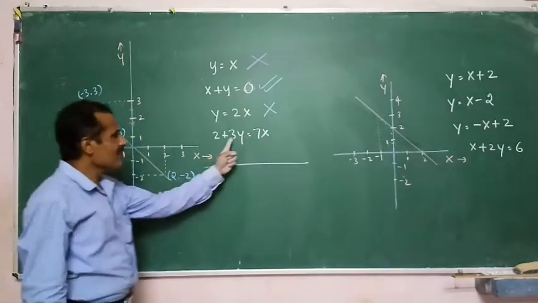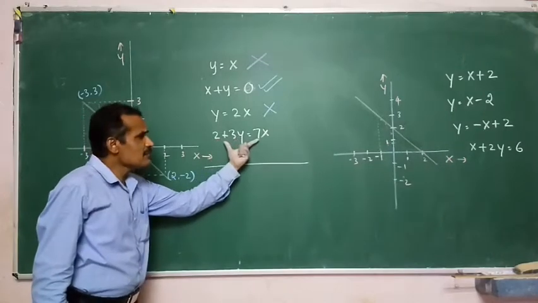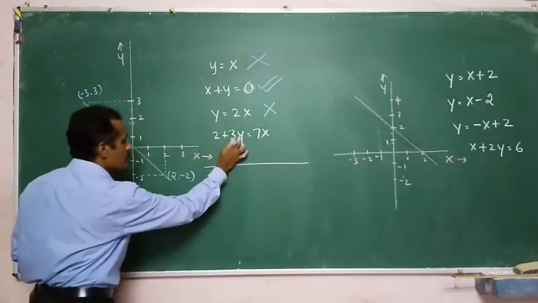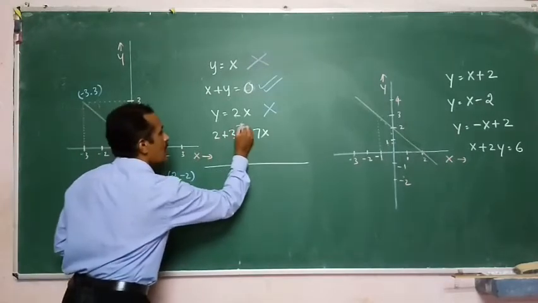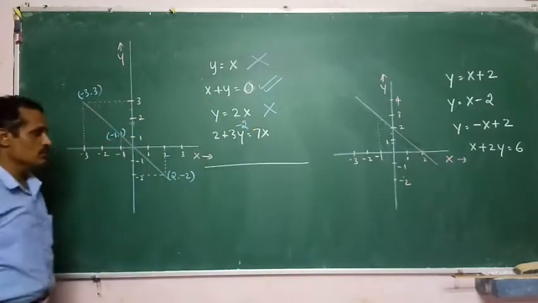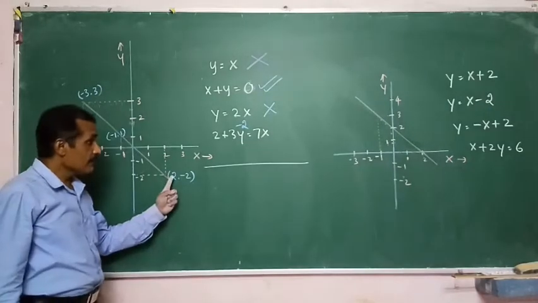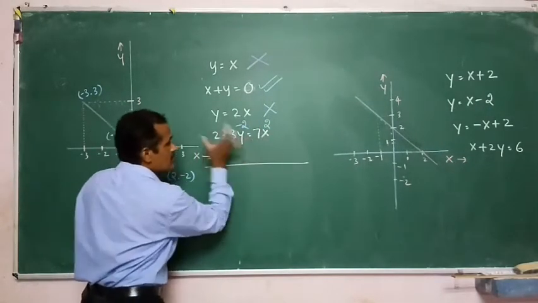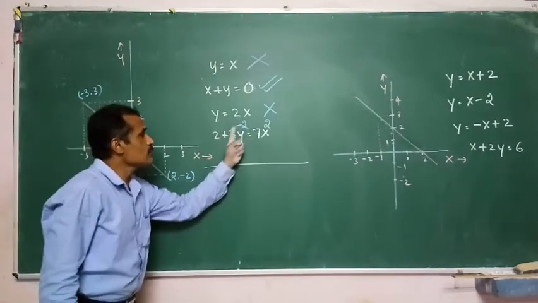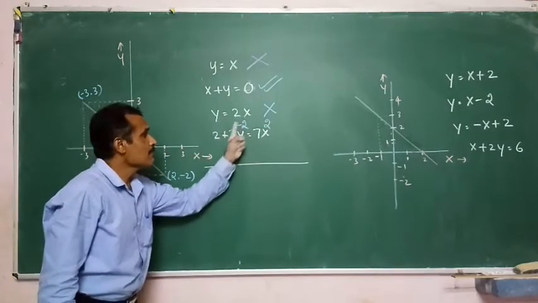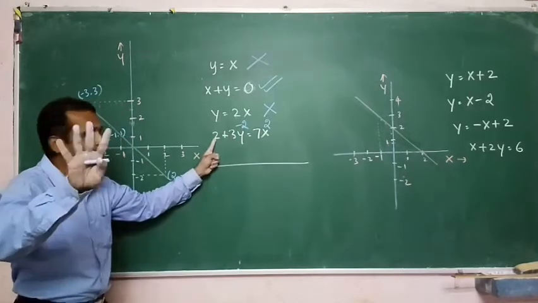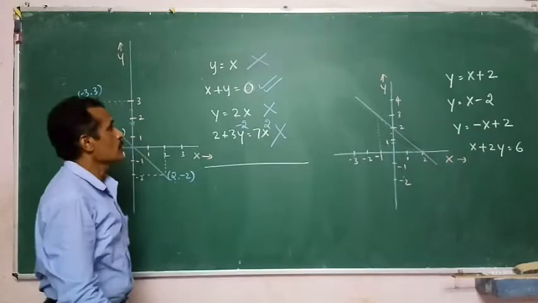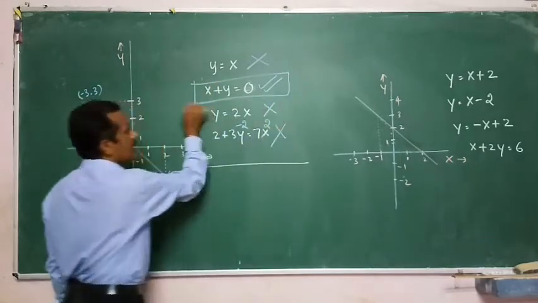They say is the fourth equation. Let me check. I will put y is equal to minus 2, and I will see x is equal to 2. Let me see whether both answers are same or not. 3 times 2 is minus 6. Minus 6 and plus 2, answer is minus 4, whereas this is 14. So this is also wrong. So this is the correct answer.